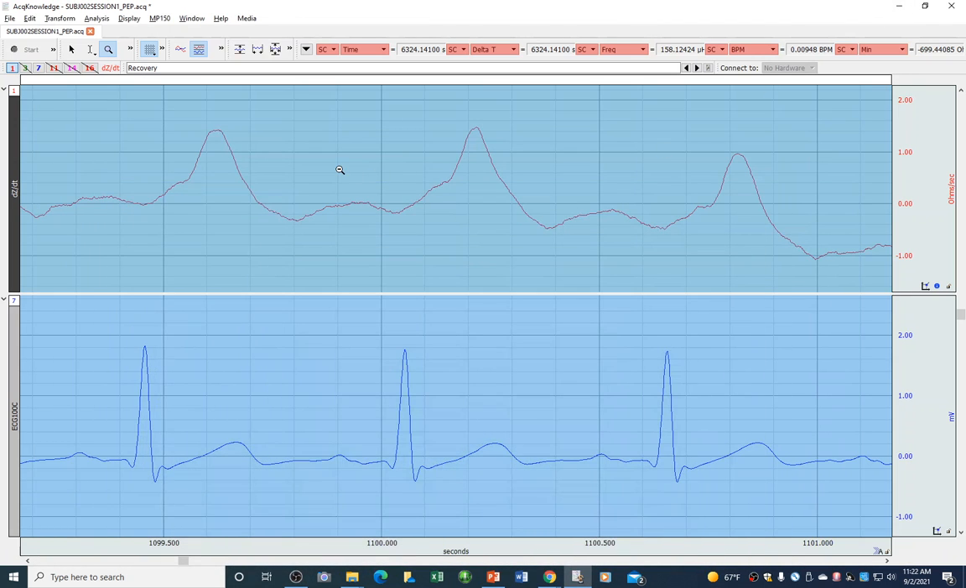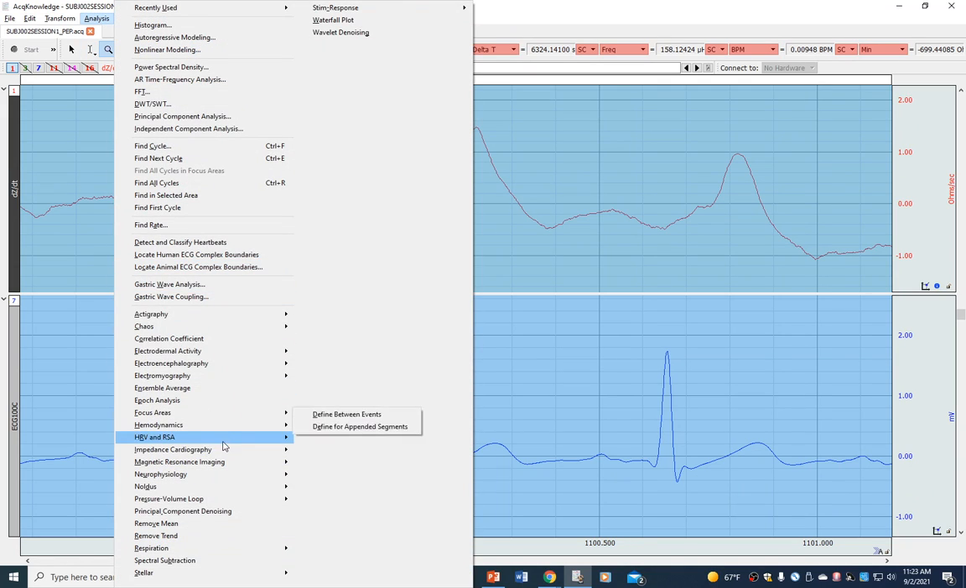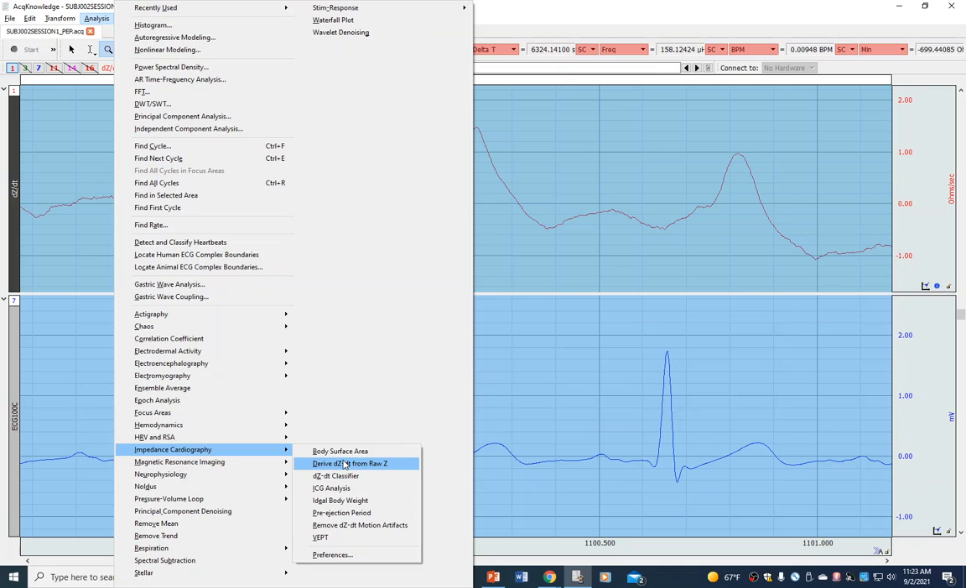Okay, now that we've reviewed what a prototypical DZ/DT signal should look like, and we've prepped what look like some prototypical signals here, now we're going to go ahead and classify this whole DZ/DT. So we go Analysis, Impedance Cardiography, DZ/DT Classifier.